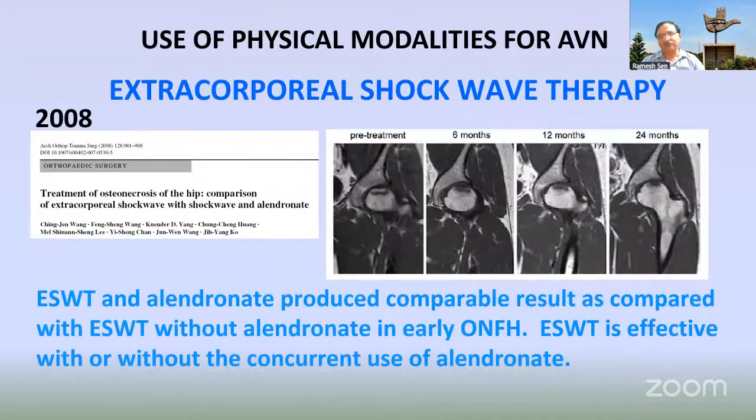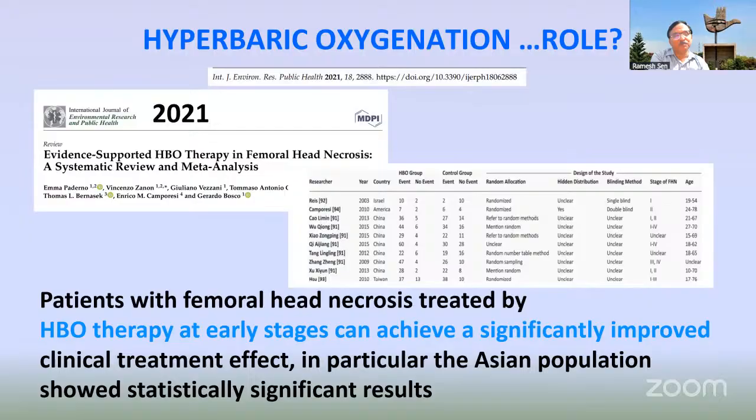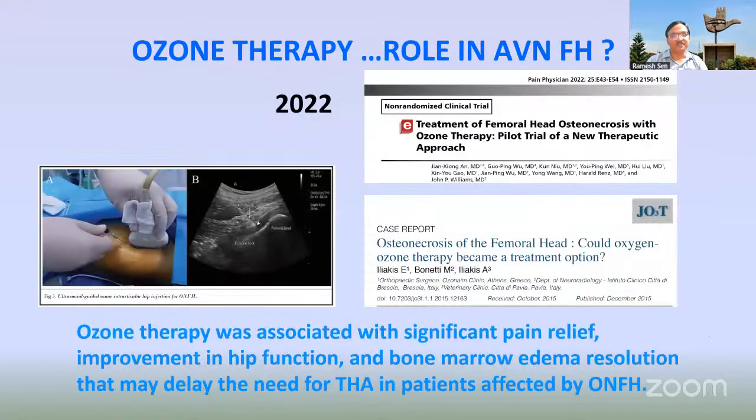There have been uses of other modalities also. This extracorporeal shockwave therapy, people found, yes, it can do part of the job. And even this HBO therapy, this is a meta-analysis of various studies, and most of them you see are from China, a study from Israel, America, and Taiwan, but the rest are all studies from China. They have said it could be useful in those early stages.